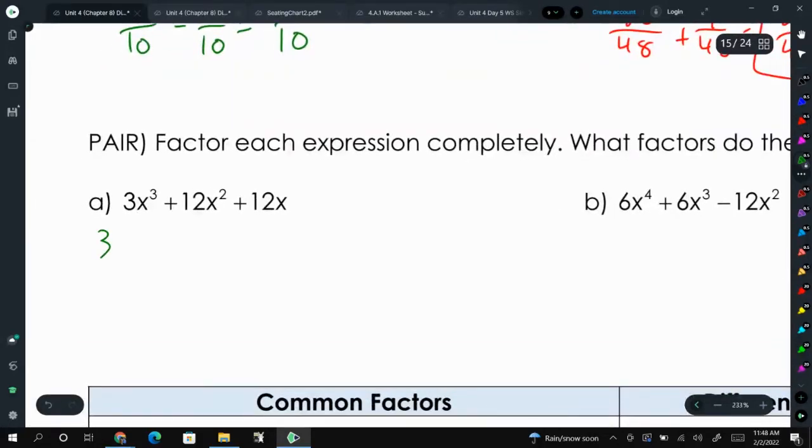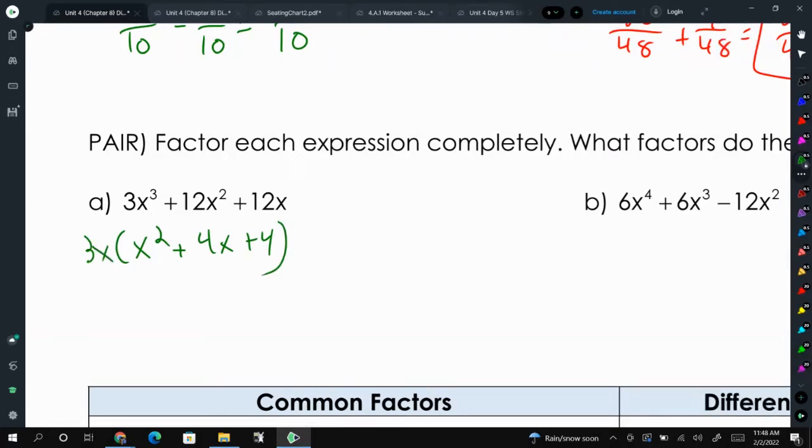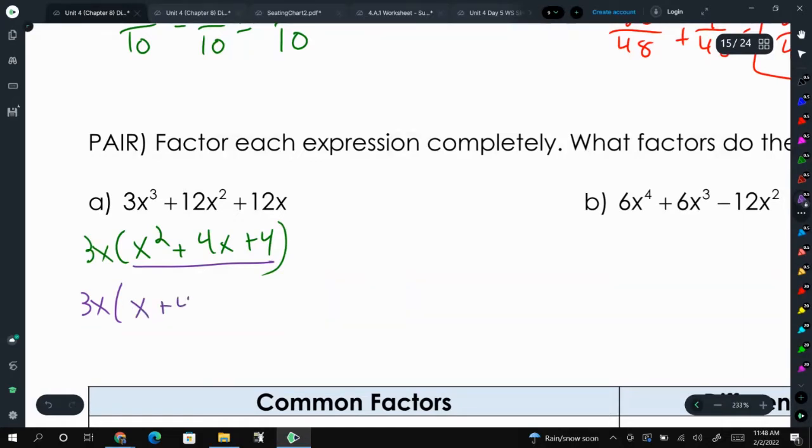The first thing I would factor out is a 3x, and we're left with x squared plus 4x plus 4. And then we can factor this. It's going to be 3x, and then we're going to have x plus 2 times x plus 2, or 3x times x plus 2 squared.